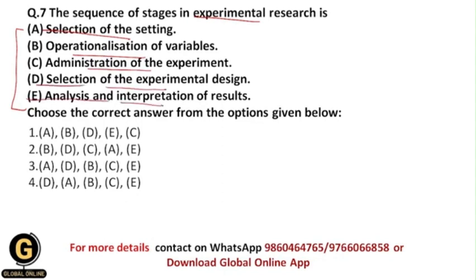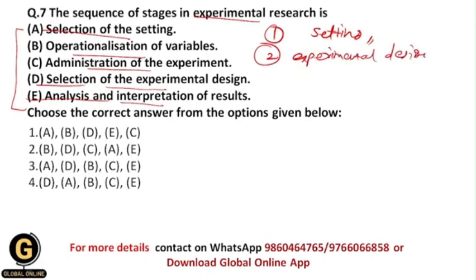Basically your first stage should be selection of the setting, because you should have the proper setting, the controlled environment in which you are going to do your experimental research. So first of all, select the setting. Then second is the selection of the experimental design. The experimental design is nothing but the outline through which you are going to do your whole research process.